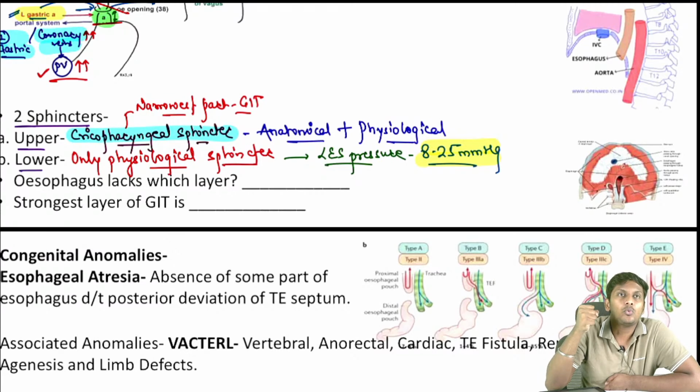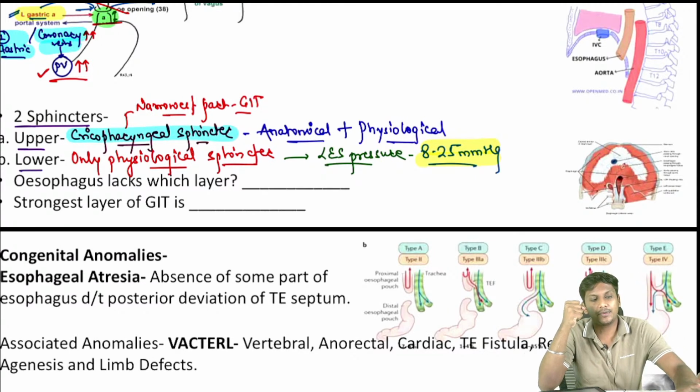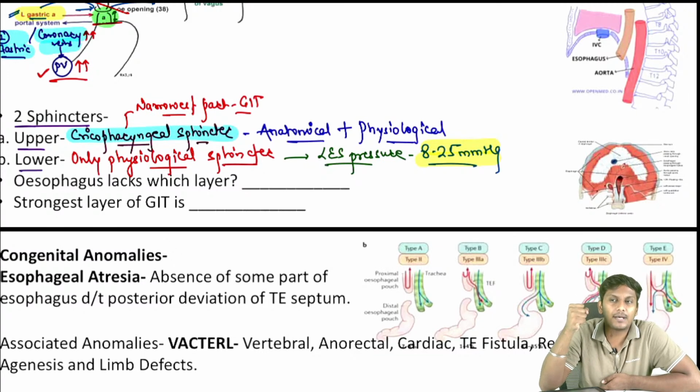In this condition where the lower esophageal sphincter fails to relax, definitely the pressure at the lower esophageal sphincter will be very, very high. The pressure will be more than 25 millimeters of mercury. What is this condition called? Please tell me. When the lower esophageal sphincter muscles fail to relax, they are in constant spasm, and the pressure is more than 25 millimeters of mercury.